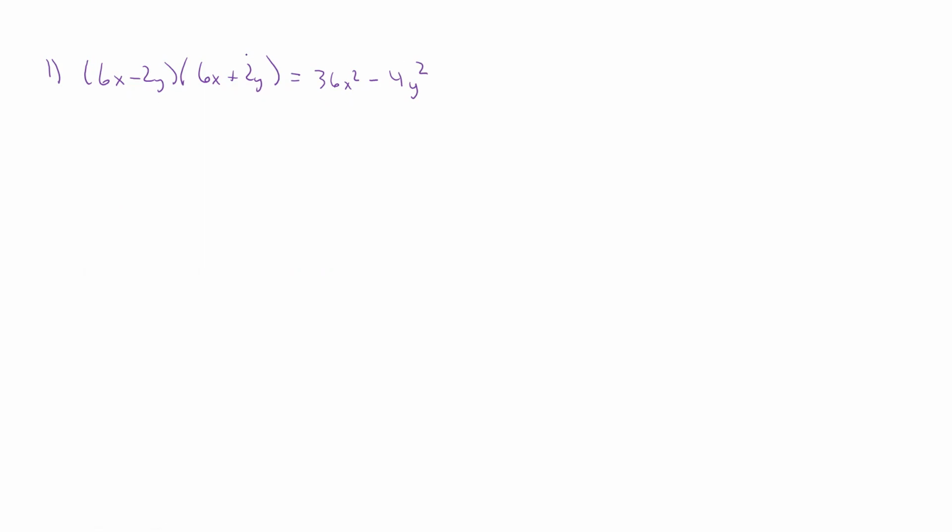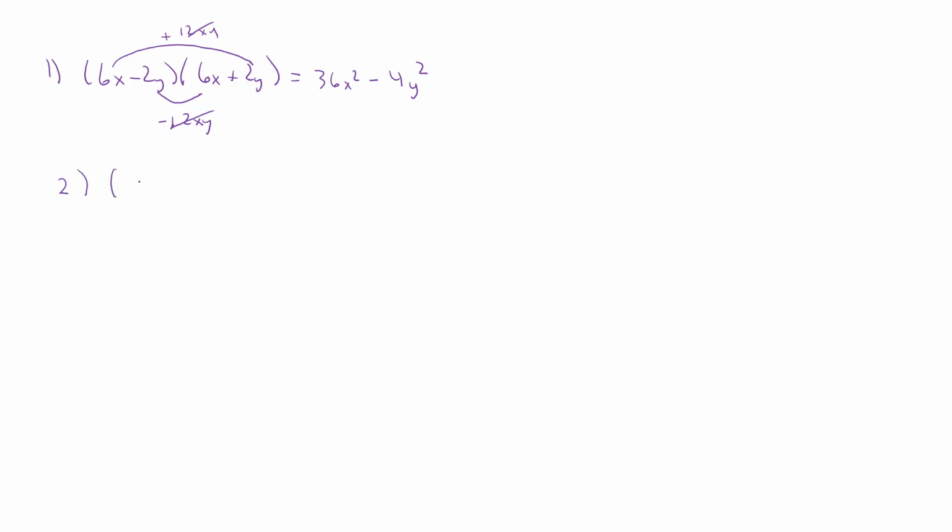Again, if you hadn't remembered the special product, you could have taken the inner terms and the outer terms as well. And so that would have been a plus 12xy. This would have been a minus 12xy. And when you got to that point, well, those cancel. And so then all you're left with is the first and the last term squared, okay?